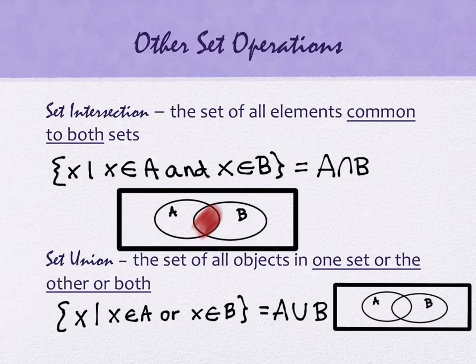Okay, union says, I get it all. What's yours is mine, what's mine is yours. Where do you think I would shade visually for the union of these two sets? Everything in either circle. What about the overlap? Do I get to shade that too? I do. So my shading's really broad for this one. I get to shade everything in A and everything in B like this.